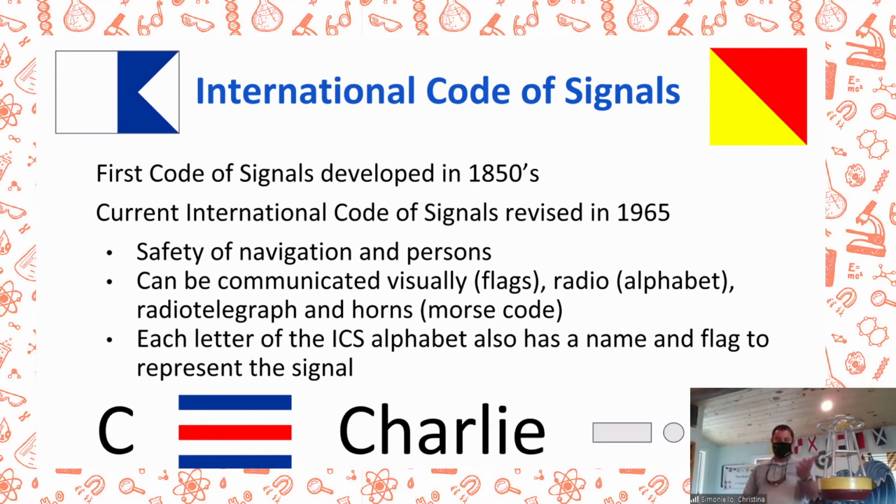All right, so here's an example at the bottom for C. Right next to it, you see the flag that represents C, and they use the word Charlie. So I wouldn't say C, I would say Charlie. And then the last image on the bottom there are the lines and the dashes and dots that is the Morse code representation of the letter C.